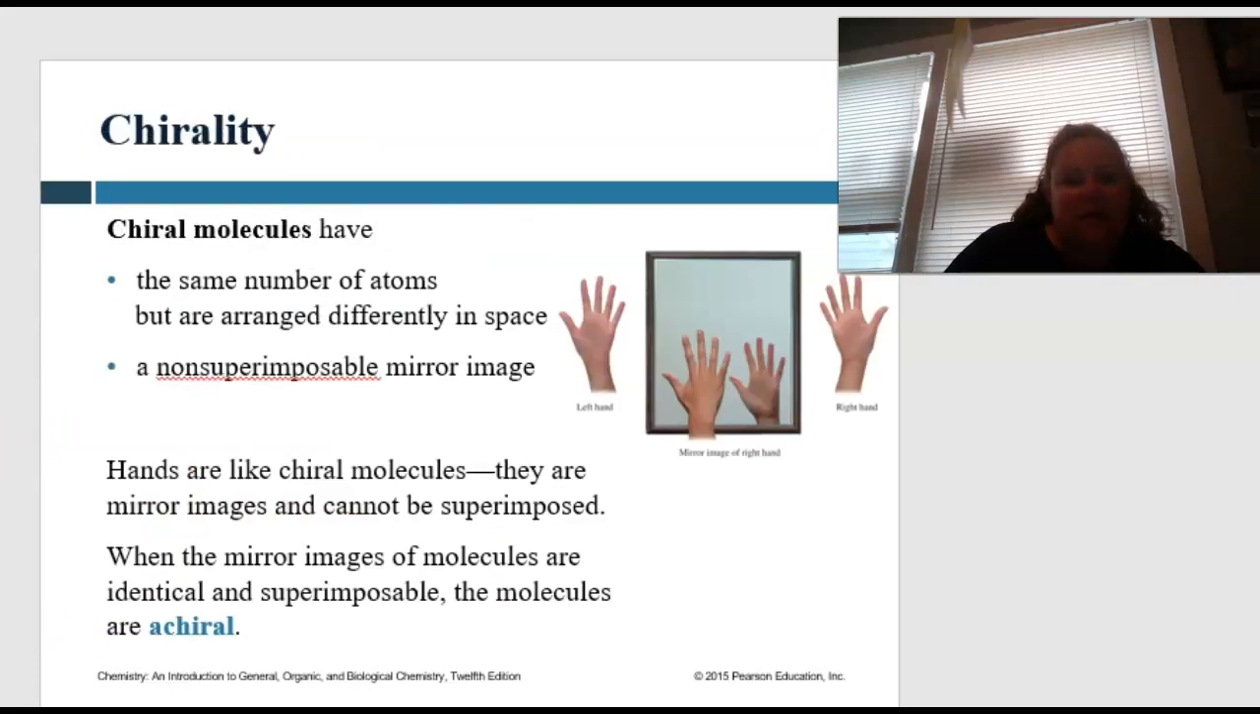So what is chirality? Chiral molecules have the same number of atoms, but they're arranged differently in space, and again, it's the non-superimposable mirror image. Hands are like chiral molecules. They're mirror images and cannot be superimposed. When the mirror images of molecules are identical and superimposable, then the molecules are achiral. I know that's a mouthful, but we're good. Those are your definitions.